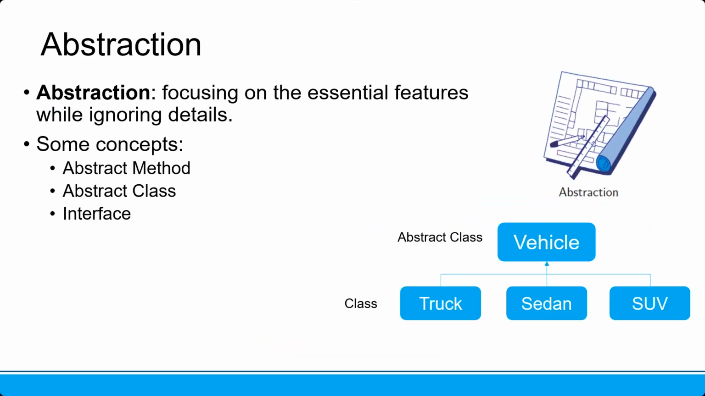The only type of object-oriented design that you need to know is abstraction. So in abstraction, we focus on the essential features while ignoring the details. So there are some concepts. We call them abstract method, abstract class, and interface.